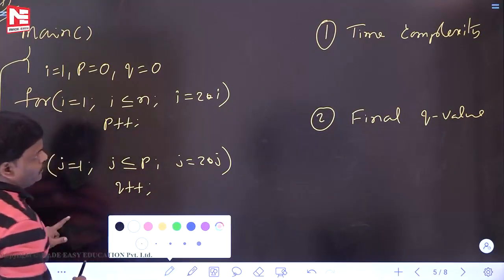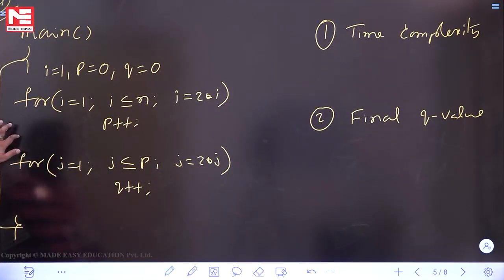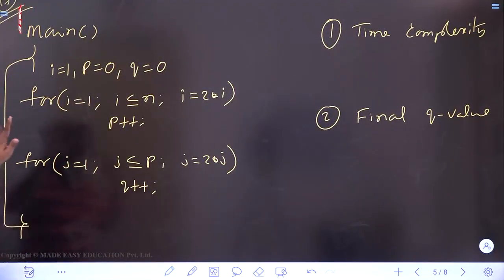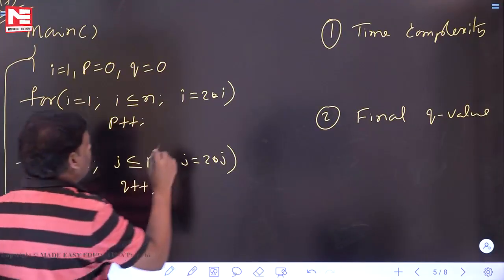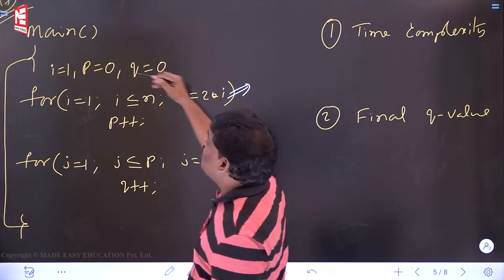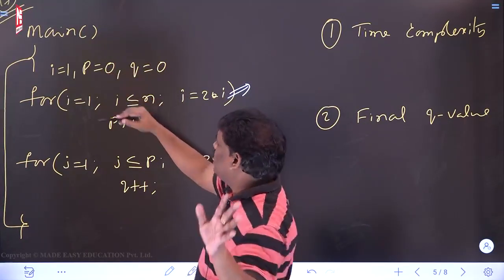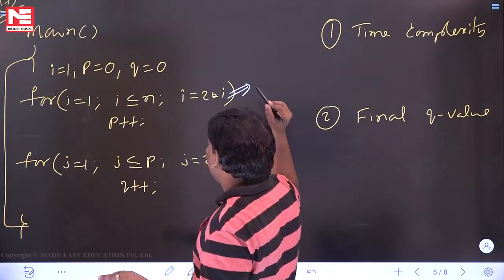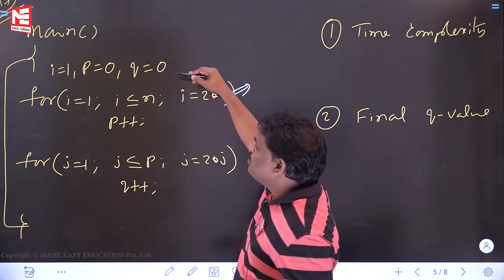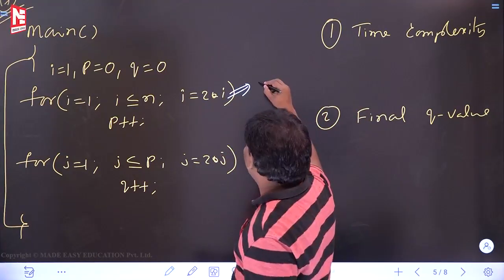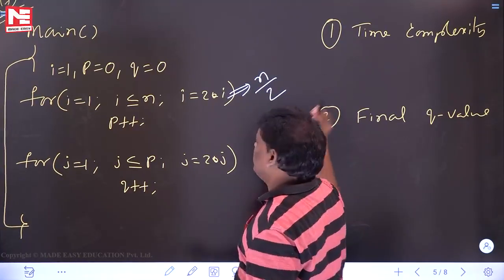Some problems are given in the previous papers, something like this. I will try. What is the answer? Mostly you know the answer. Let me check. Can you help me with one small line now? What is the initial I value? 1. Initial I value is 1, that is fine. Now I is always incrementing by 2 into I. If always I is incrementing by 2 into I, then what is the answer?